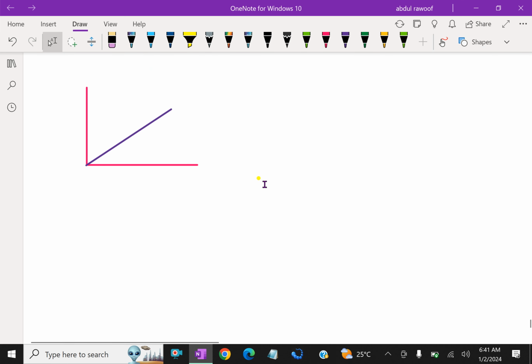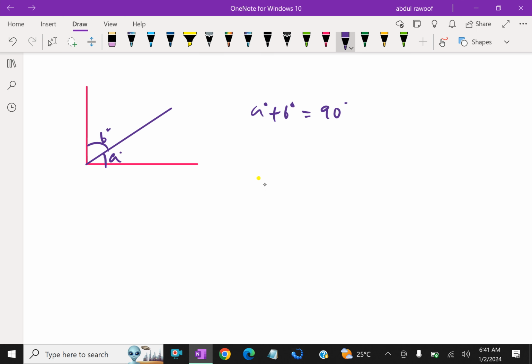Here, look at these two angles. Angle A. If angle A plus angle B equals 90 degrees, then those angles are called complementary angles. Then angle A and angle B are complementary angles.